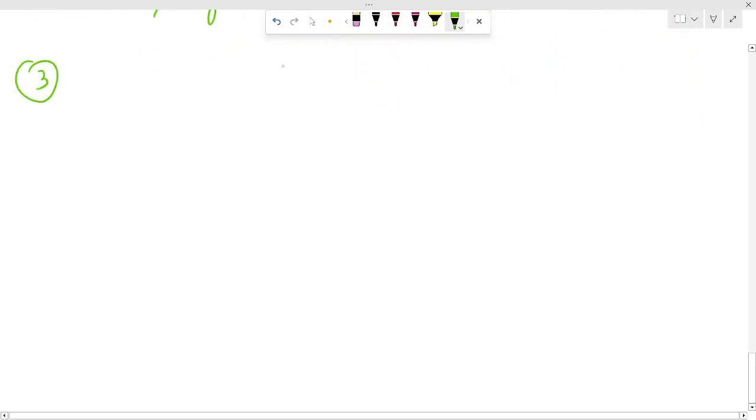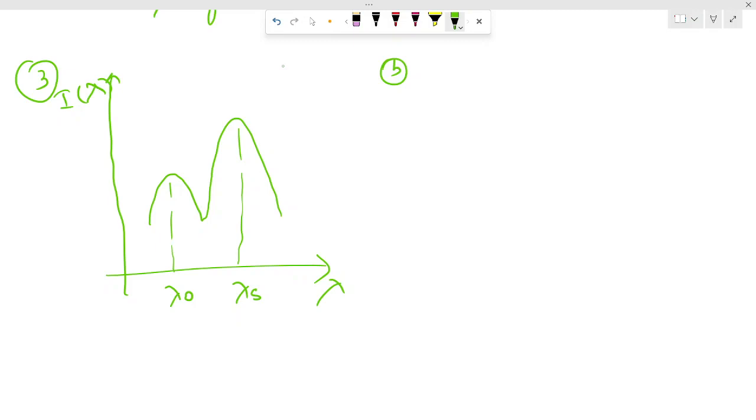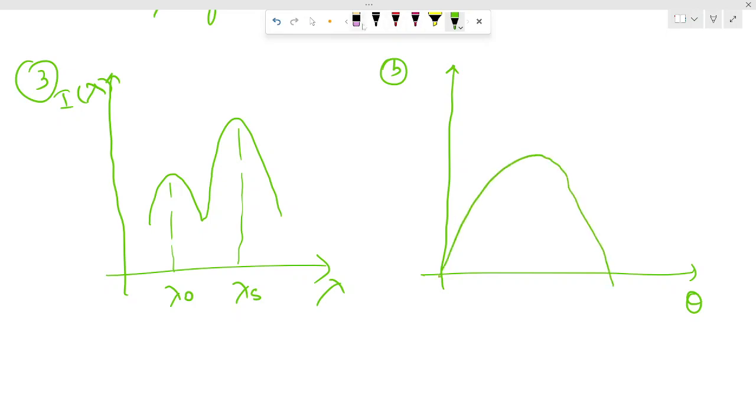Okay, thirdly, I have the diagrams, the graphs between intensity I with respect to lambda. Okay, it will be like this. This one is your lambda s, or lambda simply you can say, and this is your lambda naught. This one is graph, you should remember this. And secondly, I have the graph between your wavelength shift, lambda shift, and the scattering angle. Okay, so this one will be like this. Oh sorry, it's my mistake. It will be like this.